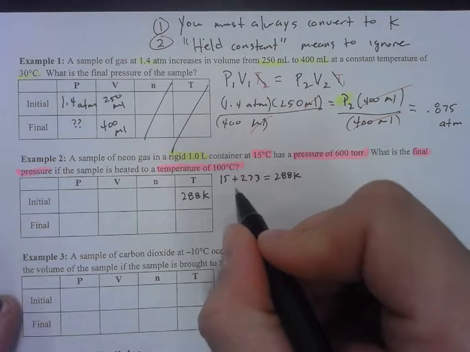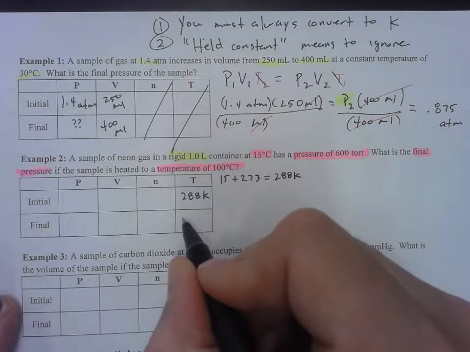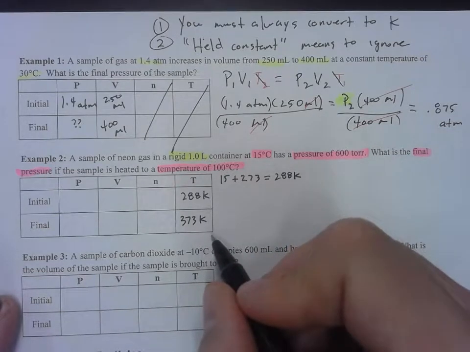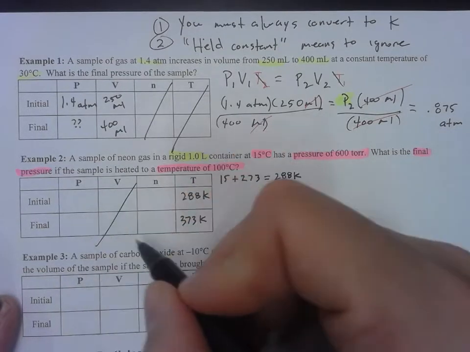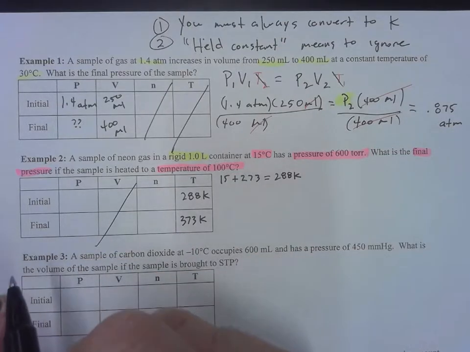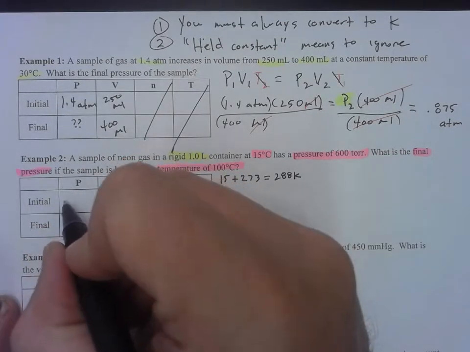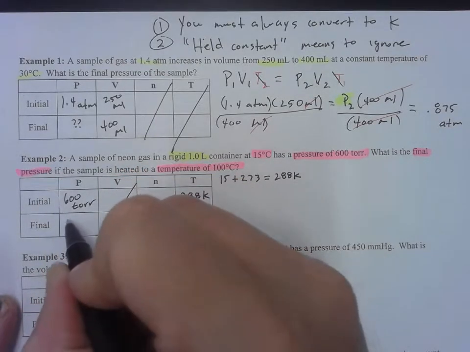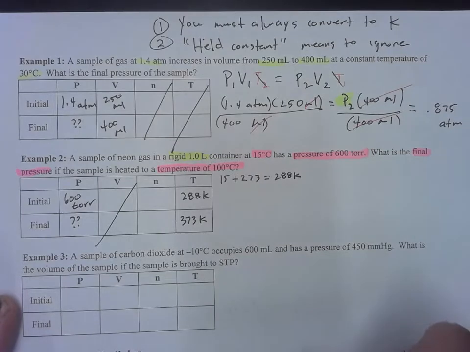100 degrees plus 273 is simply 373 K, and that's our final temperature. Volume we don't have to worry about. Pressure initial, 600 torr, and our final we don't know. We're solving for final pressure again.